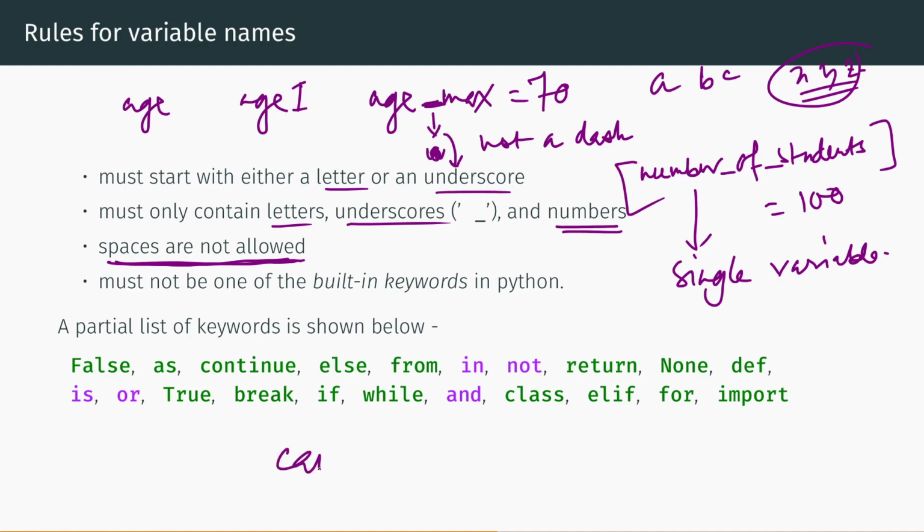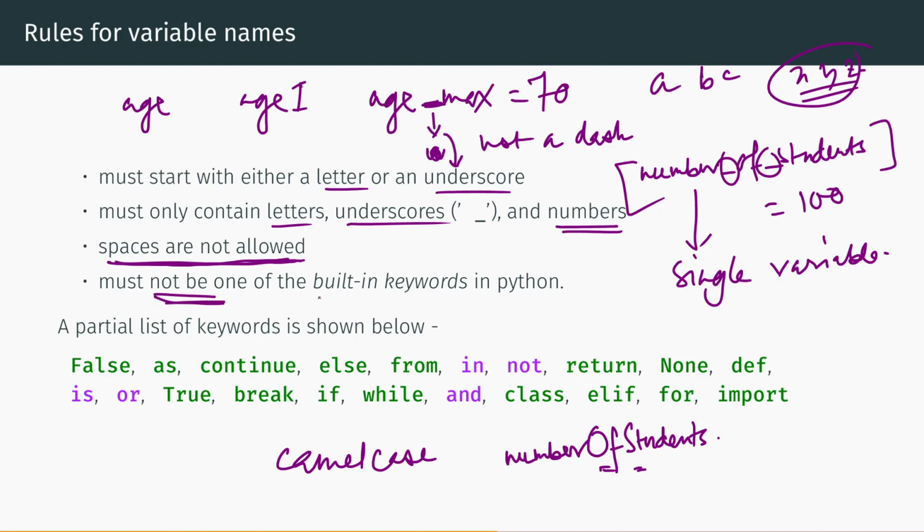Something called camel case, in which you capitalize every starting word, starting from the second word. So you'd say things like number, no spaces, no underscores, obviously, of with a capital O, students with a capital S. That's another way. If you have a variable name that contains multiple words, because you're not allowed to use spaces, you can either capitalize some of the words like so, or use underscores between the words. That's the third rule.